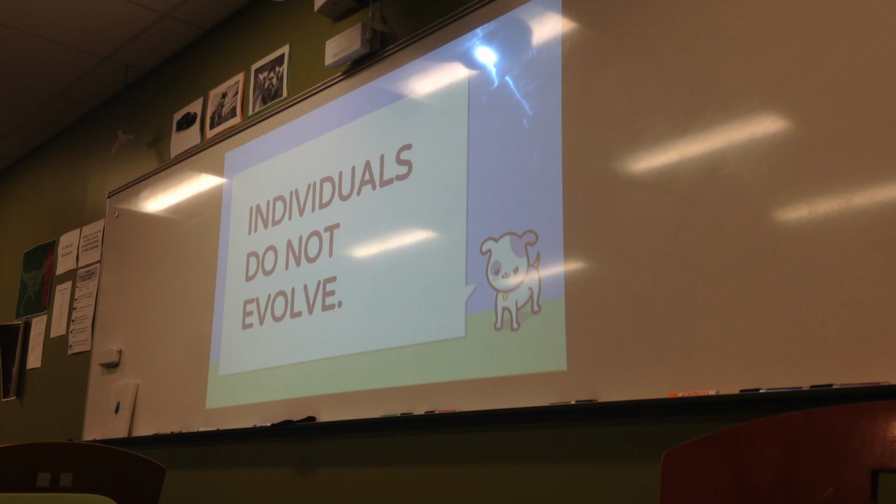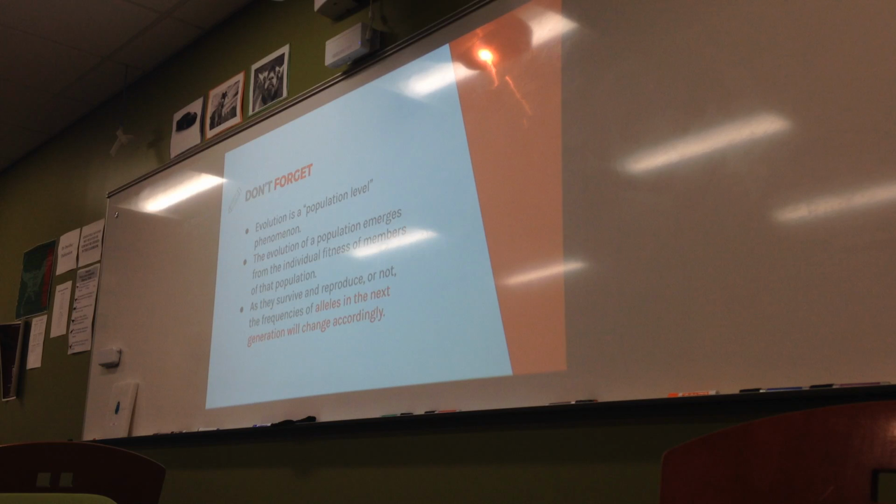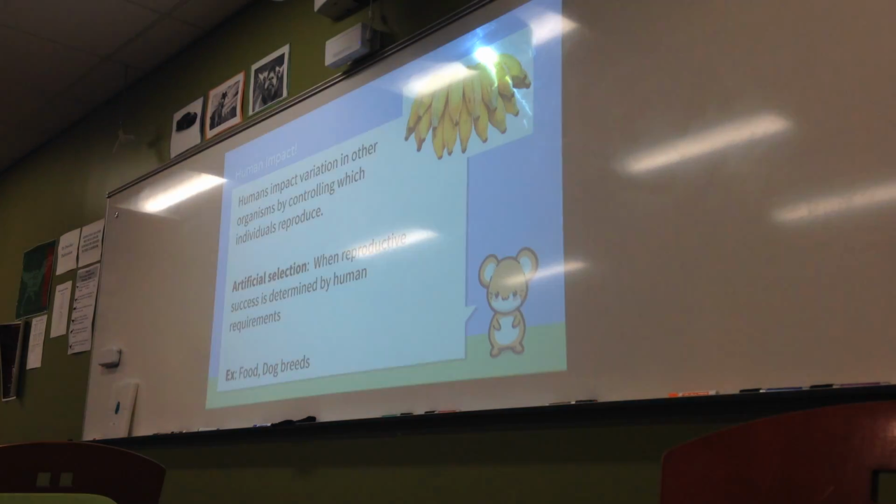Individuals don't evolve. What evolves? Populations. Good. So don't forget, evolution is a population-level phenomenon. The evolution of a population emerges from the individual fitness of members of that population. Alleles passed to the next generation will change accordingly in natural selection.